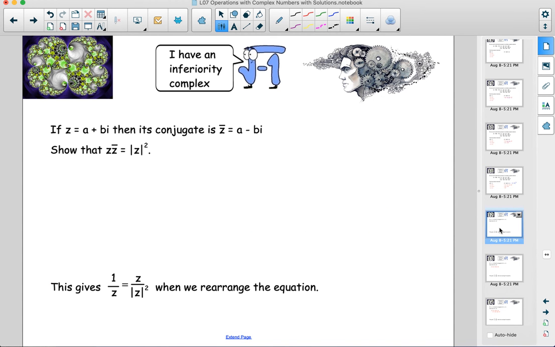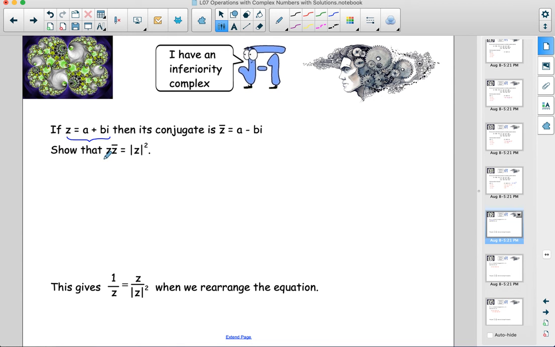All right, next we want to move into division, but we're going to have to do a little bit of work before we can develop the formula for division. So this is my complex number. Then z with the bar across the top is the conjugate. So z is a plus bi, z conjugate is a minus bi.